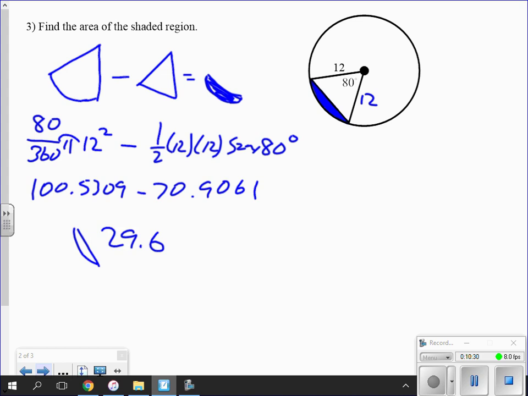Boy, I hope that's not inches. Well, actually, it could be square inches. Yeah, a 12-inch pizza. Well, it's not a 12-inch pizza. It's a 24-inch pizza.